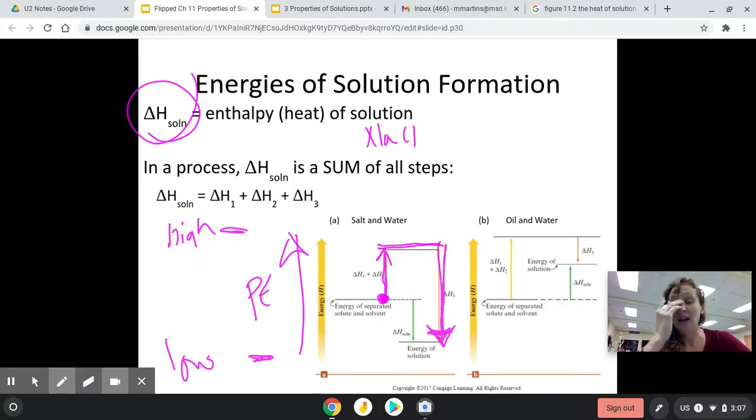And notice that arrow is pointing in the opposite direction because when the Na and the Cl interact with the water, that actually lowers the energy. Energy gets released and it forms this much more stable compound that is at a lower energy level. So this green arrow here is kind of the net energy change.